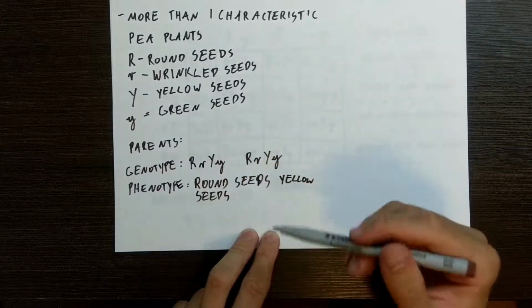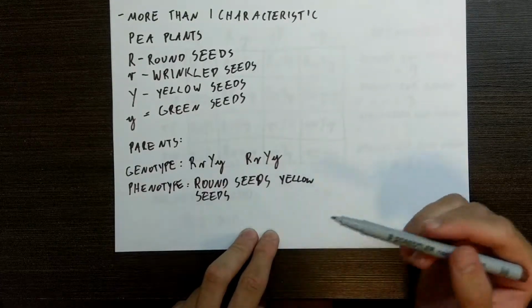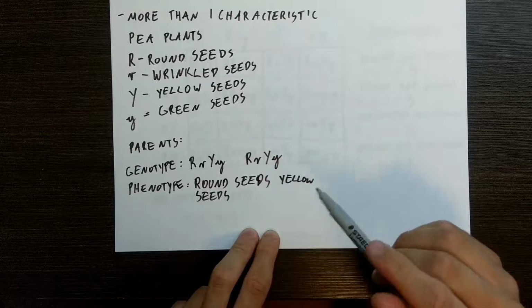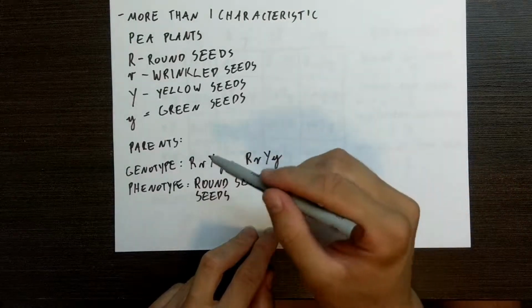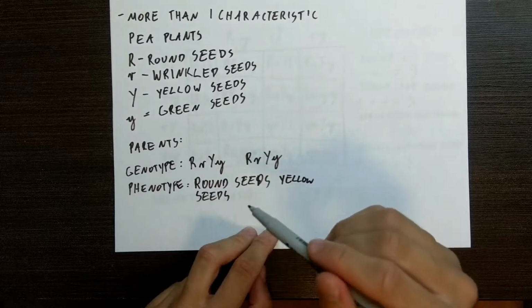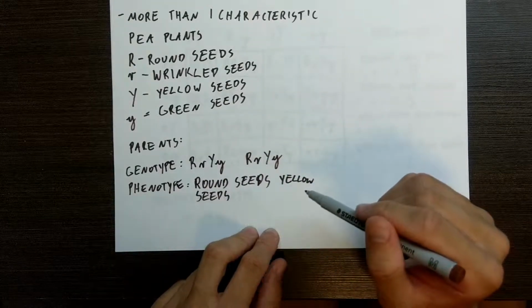Now, what will be the possible phenotypes of the offspring and what the ratio will be? Well, we need to construct a genetic diagram. How do we do that when we have more than one characteristic? Well, we combine them both into one big genetic diagram.